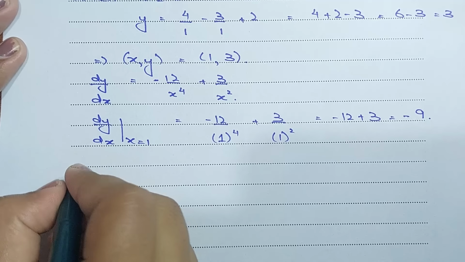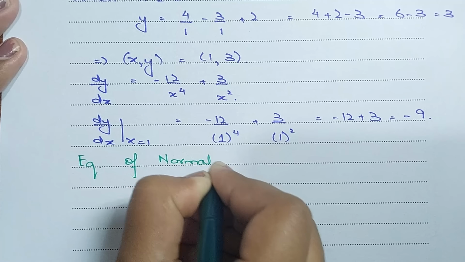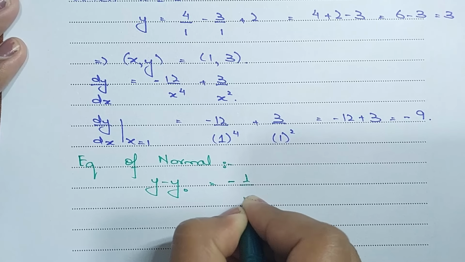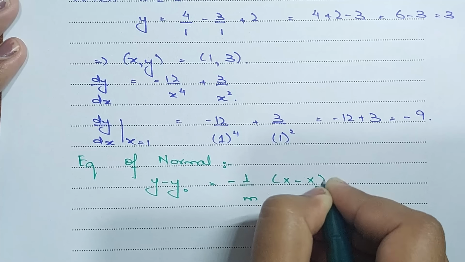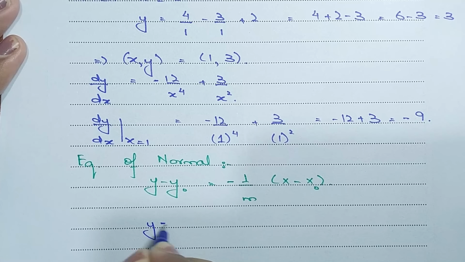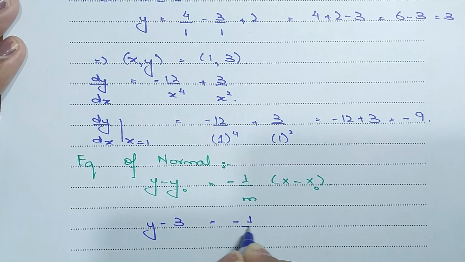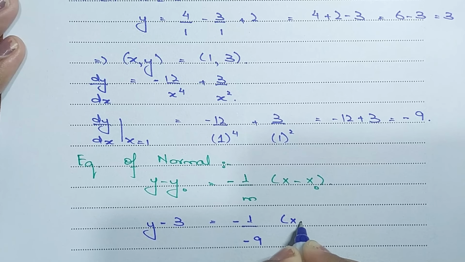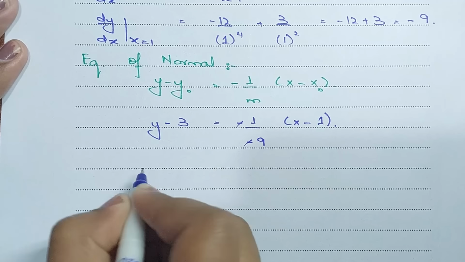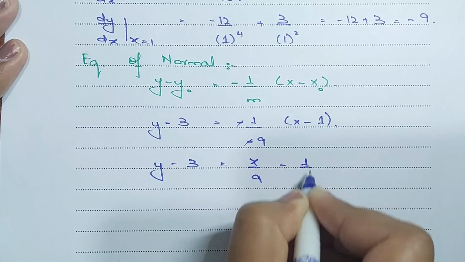Let me write down the equation of normal. So the equation of normal has the formula y minus y naught equals negative 1 over the gradient times x minus x naught. Okay, so what is x naught, y naught? This is x naught, this is y naught. So y minus 3 equals negative the reciprocal of this gradient. So negative 1 over minus 9 times x minus 1. Yes. So negative and negative is cancelled. So y minus 3 equals x by 9 minus 1 over 9.